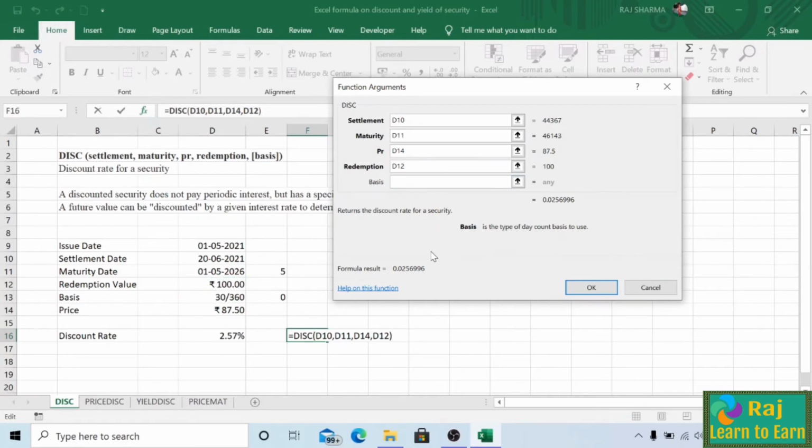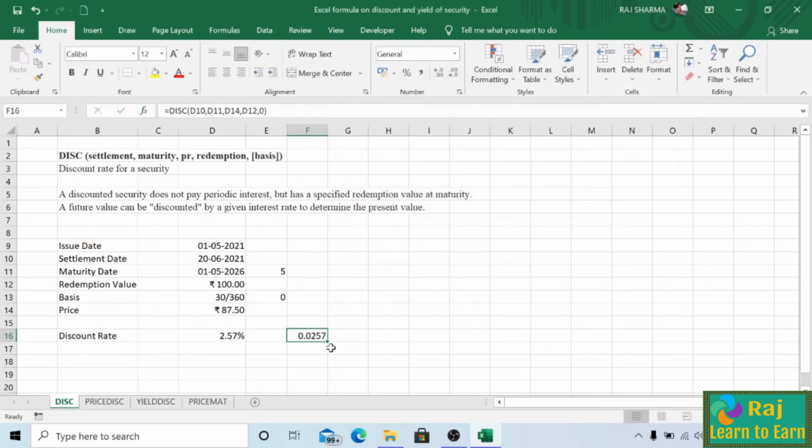Basis is the day count convention, as we have discussed. You can simply Google it. You will find 0 will be for 30 by 360. Similarly, 3 will be for actual by 365. Like that, other variables will be there for different day count conventions. So we will use 0 here and press enter.